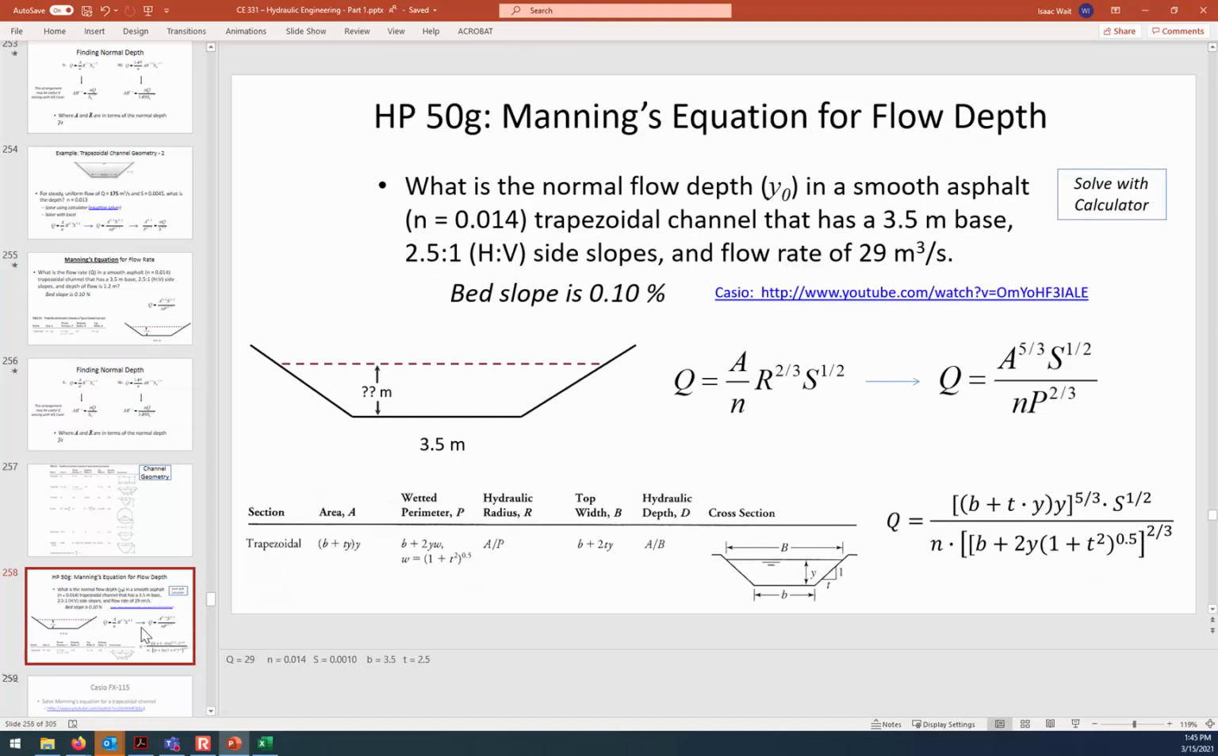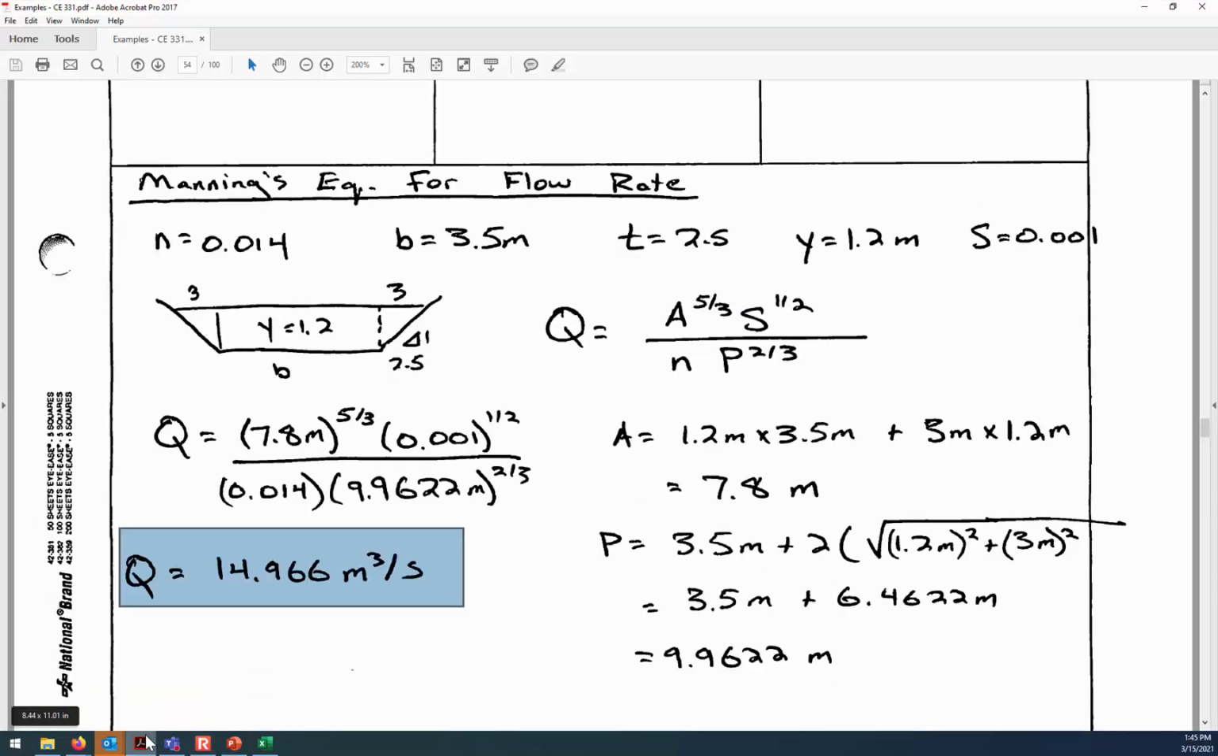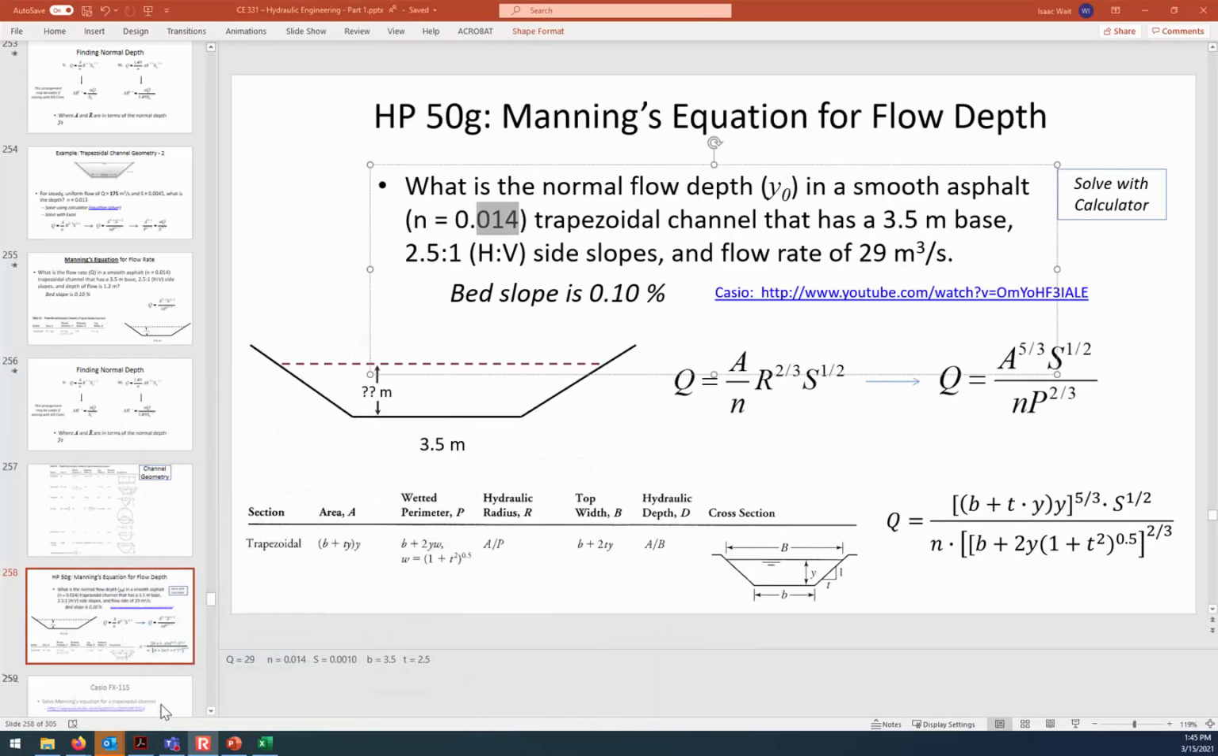Let's take a look at one more example. So we've got the same channel, 3.5 meters across the bottom. Same slope, same roughness, 0.014. This time though, we want to put more water through. In the previous example, we calculated that the depth of 1.2 meters is associated with a flow of 15 cubic meters per second. So now what if instead of 15, we put 29 cubic meters per second? Then what would be the flow depth for that?